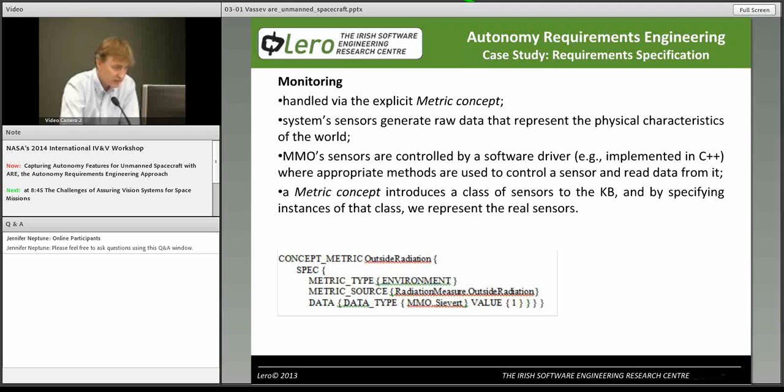So in terms of monitoring, this is how we specify the monitoring requirements. We specify metrics. Here you can see this metric is an environment metric, so we use metric resource and special values. By specifying metrics, we abstract the sensors of the system, like motion detectors, light detectors, and radiation detectors. They can be used to specify, for example, situations.